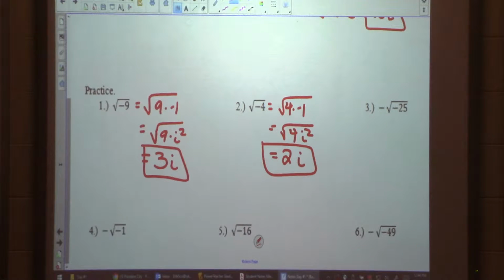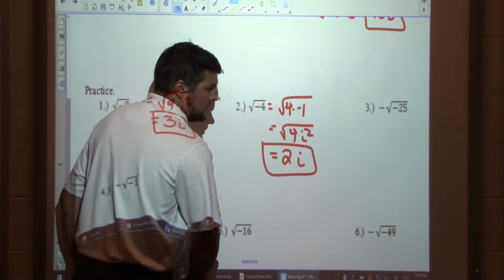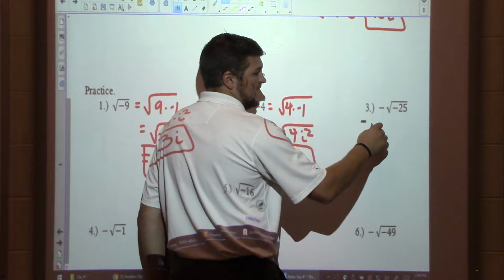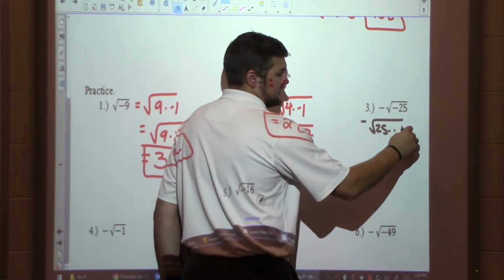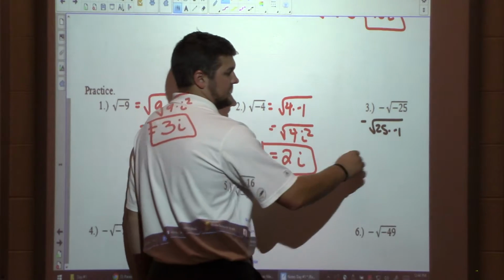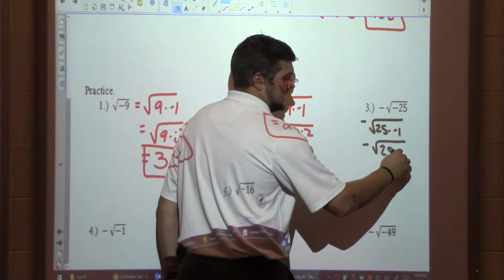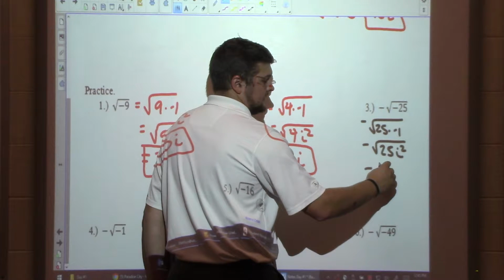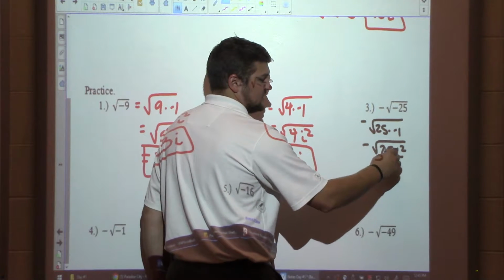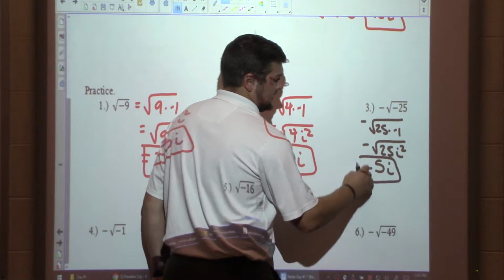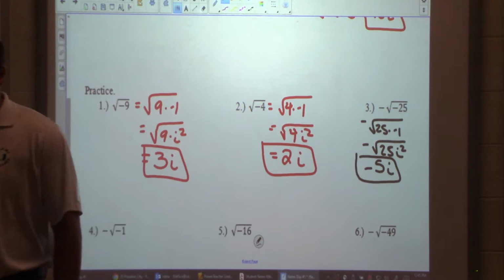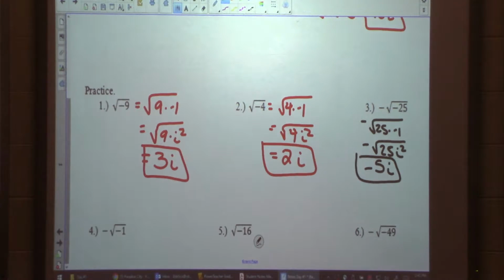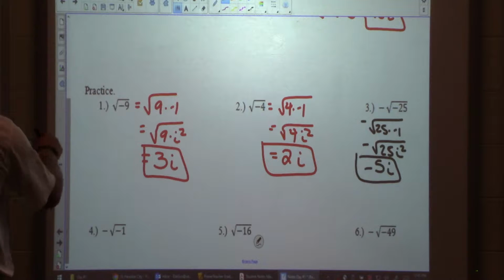Okay. Negative square root of negative 25. I get negative square root of 25 times negative 1. Negative 1 is the same as i squared. So I get negative square root of 25 is 5. Square root of i squared is i. Negative 5i. Does that make sense? Perfect. Okay, try the next 3, please. Should be pretty easy, similar to the other ones.